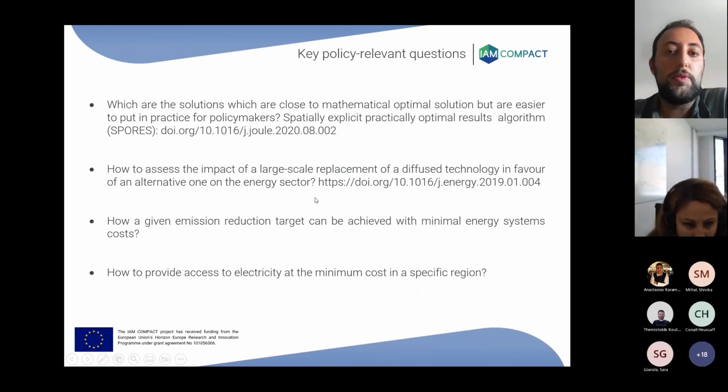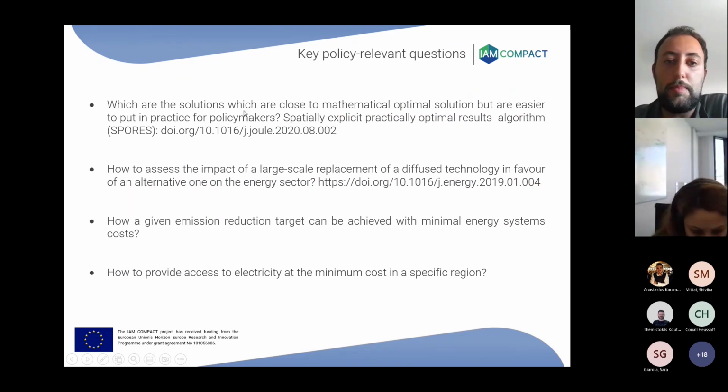Moving to the key policy relevant questions, I provided a couple of examples taken from some studies that we as a research group, or some colleagues of ours that are not in the research group anymore, worked on. For example, as Evelina was saying before, in Calliope one colleague of ours implemented the so-called SPORES algorithm, which is based on the modeling to generate alternatives principle.